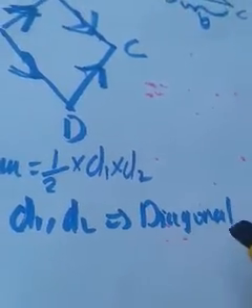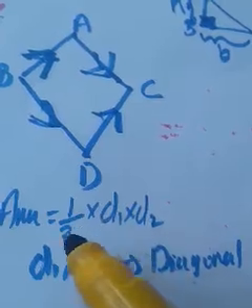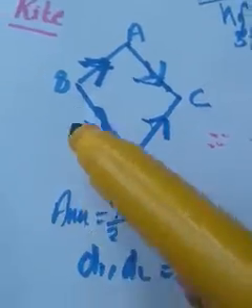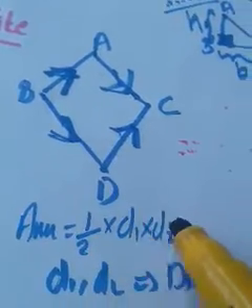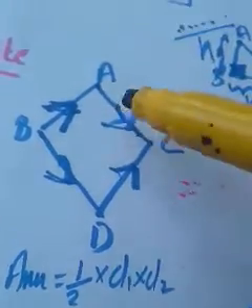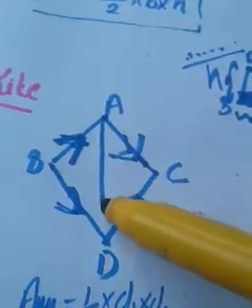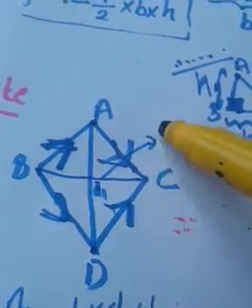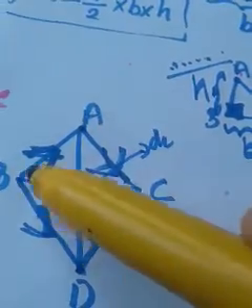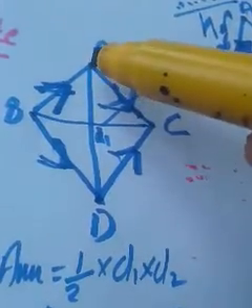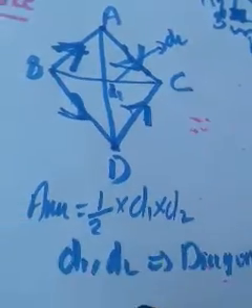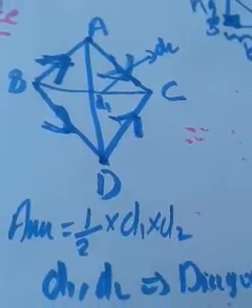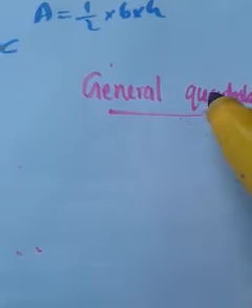Here d1 and d2 represent diagonals. So what is a diagonal? You can write like this: d1 and d2 are diagonals, and area is equal to half into d1 into d2. Area of a kite is equal to half into d1 into d2, where d1 and d2 are diagonals. This is the first diagonal and this is the second diagonal. If you have the measurement of the diagonals, then you can calculate the area of the kite. If you do not have the measure of the diagonals, you cannot calculate it.